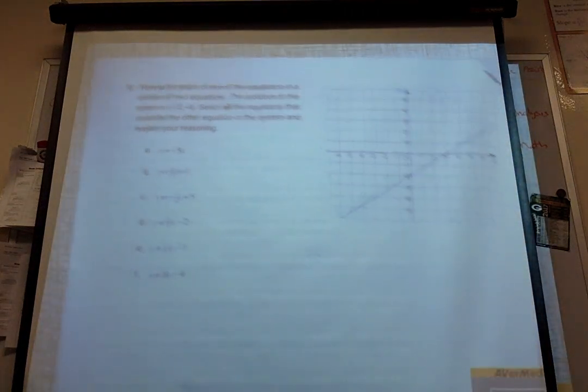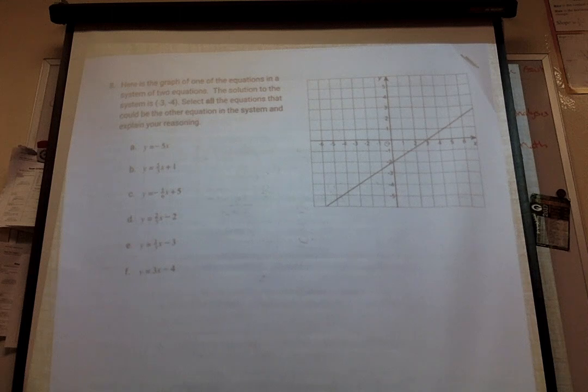Last page. Here we go. So I'm going to do a combination of things on this last page. It says here is the graph of one of the equations in the system of two equations. The solution to the system is (-3, -4). Select all the equations that could be the other equation in the system and explain your reasoning.